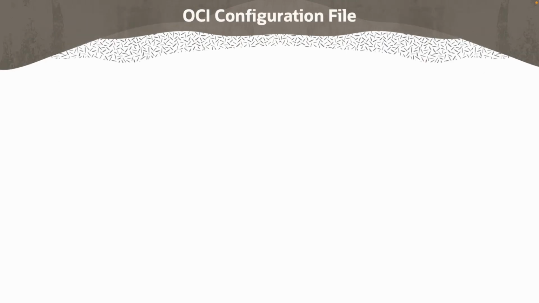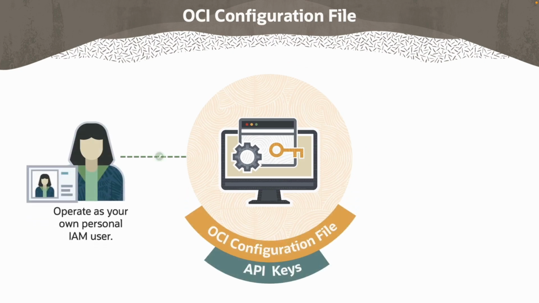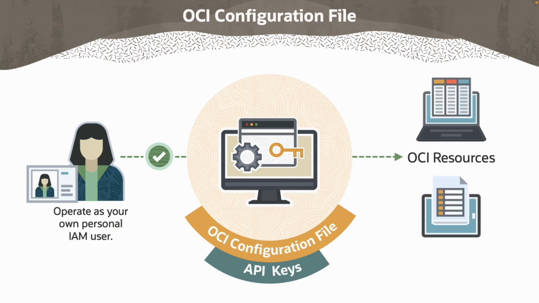You can operate as your own personal IAM user by setting up an OCI configuration file and API key to access OCI resources. This is the default authentication approach when using ADS, the OCI Python SDK, or OCI CLI. To authenticate using the alternative configuration file and API key approach, you must upload an OCI configuration file into the notebook sessions OCI directory. For the relevant profile defined in the OCI configuration file, you'll also need to upload or create the required .pem files.